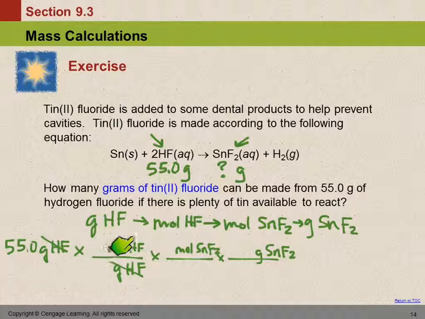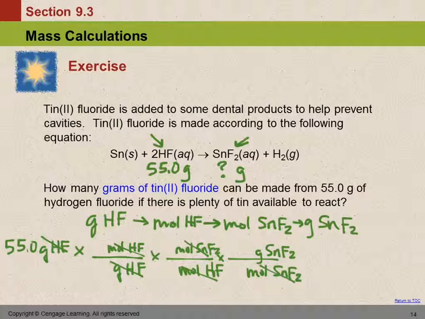So now we need to get rid of this unit, so we're going to divide by it. Moles of HF. They cancel out. Because mole HF divided by mole HF is 1, and that doesn't change the value. And then here we're going to divide by mole of SnF2.